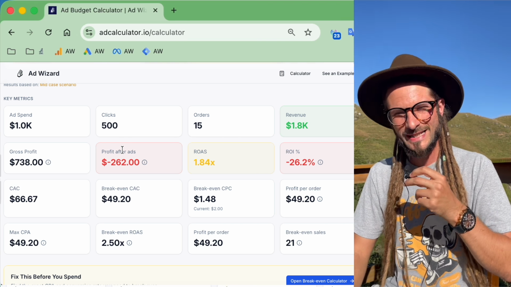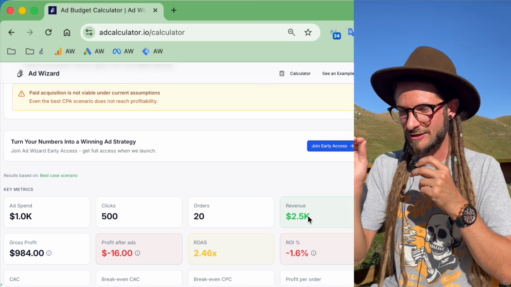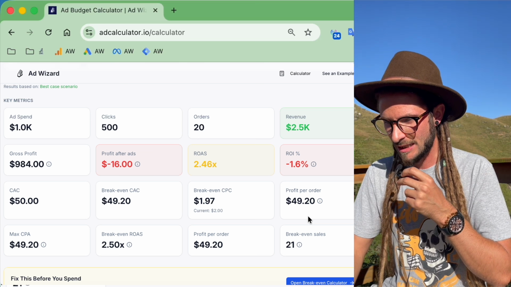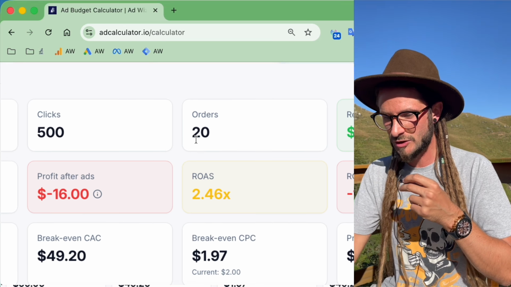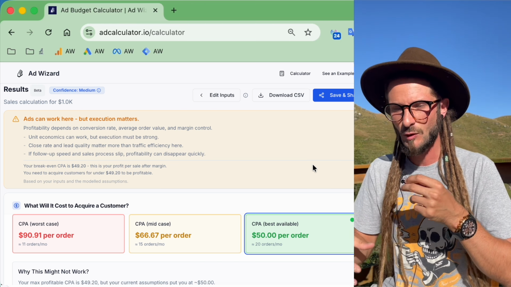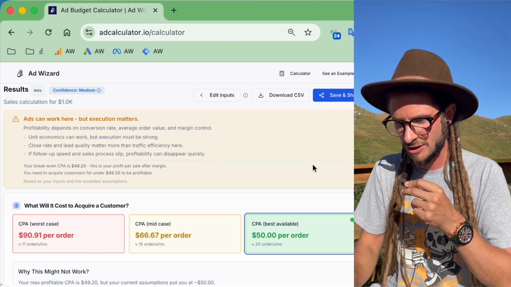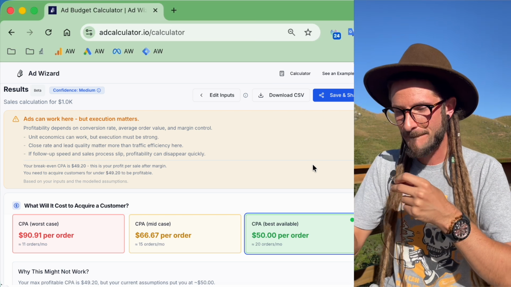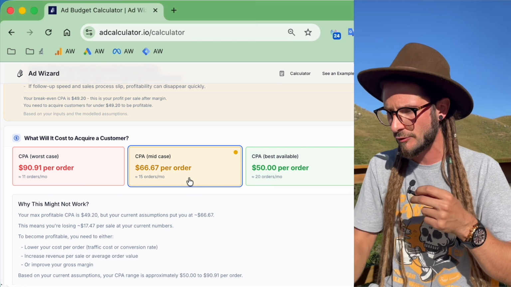We need to achieve 21 sales to break even, right? At a $66.67 CPA. Whereas if we change it to $50 CPA, look at this, right? We're a lot closer to the profit number, guys. Okay, we need 21 sales to break even. This is what good looks like, right? So it's a lot of leverage on the sales team. This is what the ad calculator also recommends. Okay, profitability depends on conversion rate, average order value, and margin control. Okay, unit economics can work, but execution must be strong, right? So it gives you recommendations depending on the maths that you're inputting, guys.